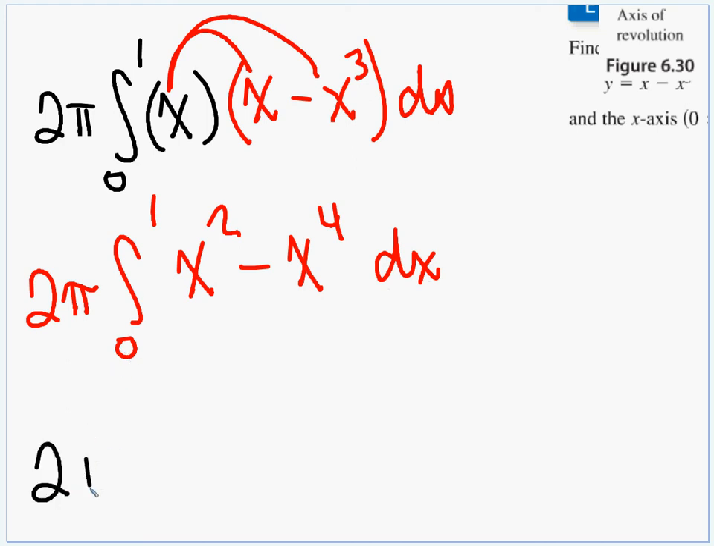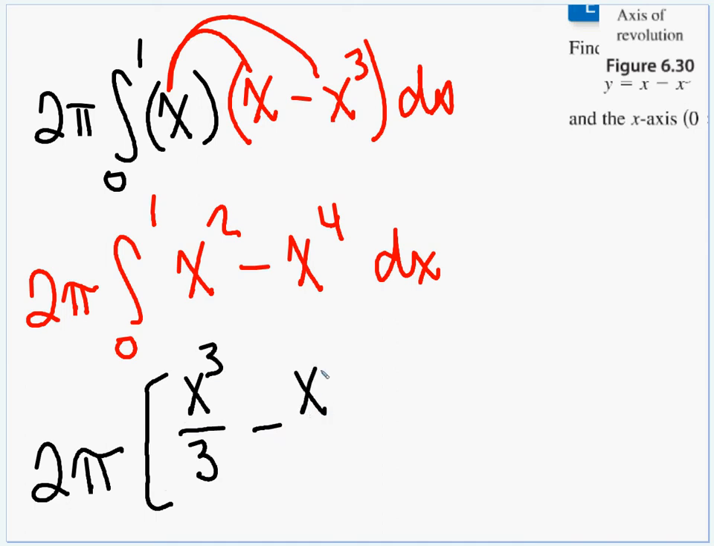So the 2 pi is a constant multiple. That will come along. And then we're going to have x to the third over 3 minus x to the fifth over 5. And we will evaluate that from 0 to 1.